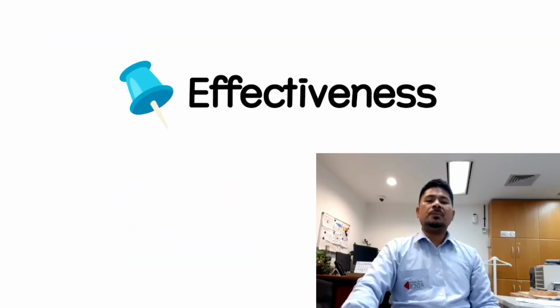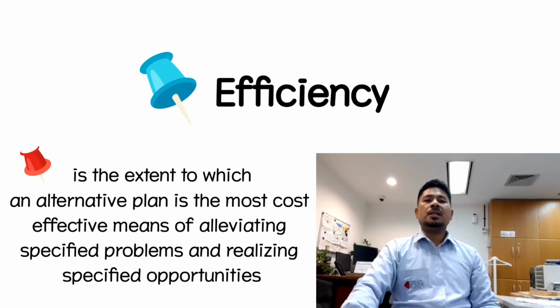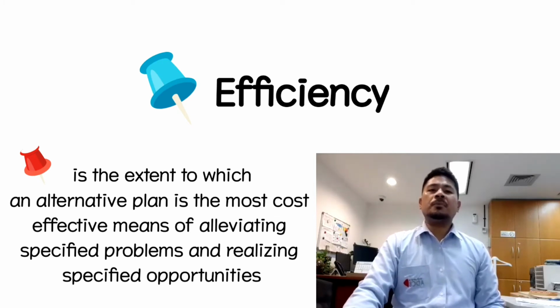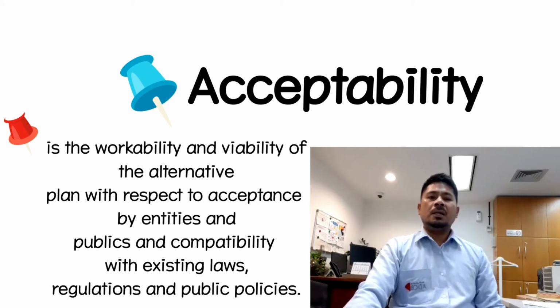First, effectiveness. Effectiveness is the extent to which a plan alleviates the problem and achieves objectives. Second, efficiency. Efficiency is the extent to which an alternative plan is the most cost-effective means of alleviating the specified problem. Third, acceptability. Acceptability is the workability and viability of the alternative plan with respect to acceptance by entities and publics and compatibility with existing law, regulation, and public policies.